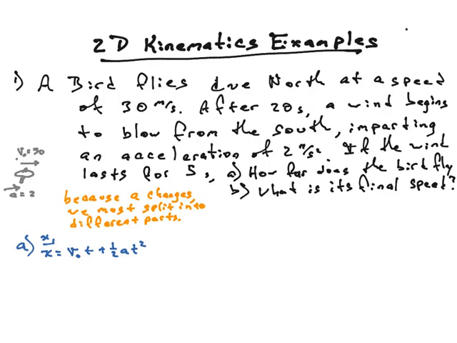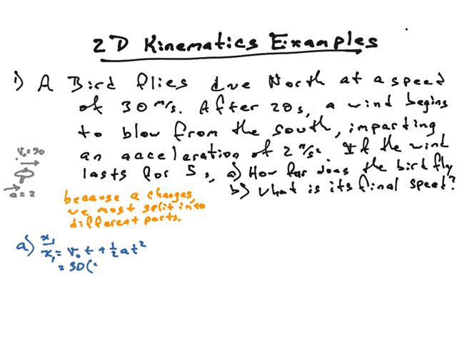Now, I'm looking for x1, so I'll put a little 1 there, just so I remember. This is the distance that the bird is flying before the wind. All right, so let's plug our numbers in. The initial velocity of the bird is 30 to the north, so I'll call the north as positive. So 30. For how long does he fly?